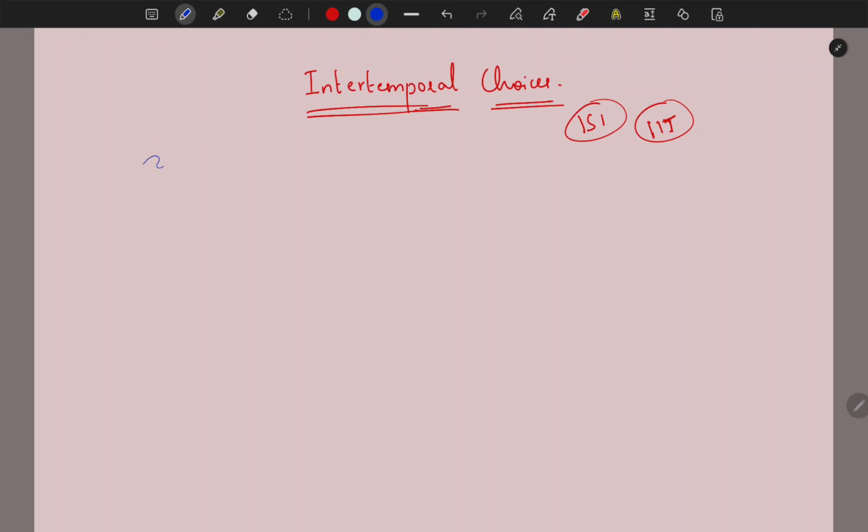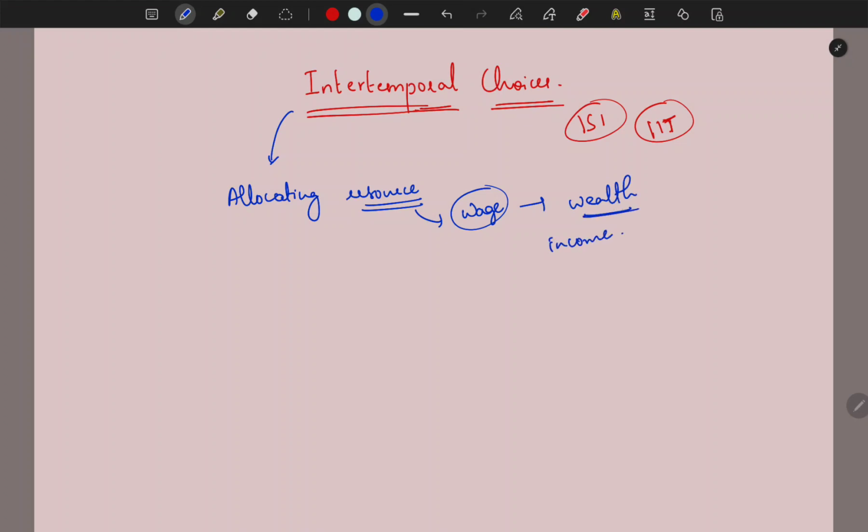First thing is, what is intertemporal choice? It's nothing but allocating resource. In this case, it's not resource, but it's how you are managing your wage or wealth or the income you are earning.